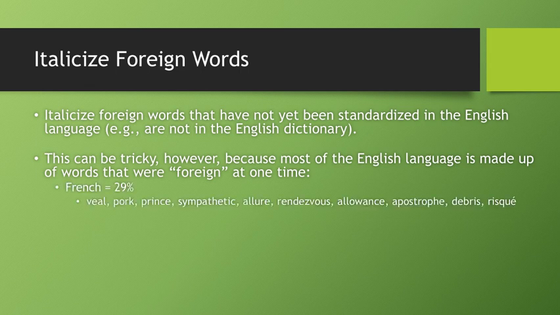So for those of you who are curious, 29% of the English language comes from French words. Some examples are veal, pork, prince, sympathetic, allure, rendezvous, allowance, apostrophe, even describing the English language writing conventions, debris, and risque. And these words you may not think of as French because they are very clearly English words. We use them. They have very common understanding from people. If you use the word prince, everybody should know what you're talking about.